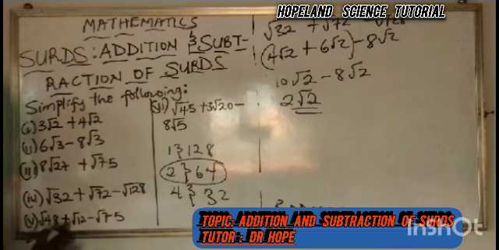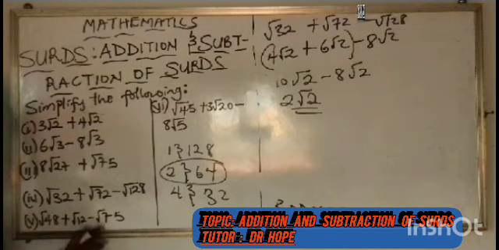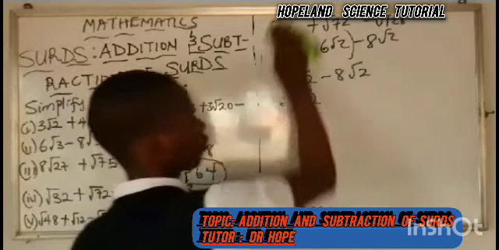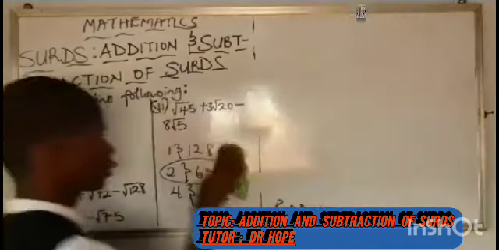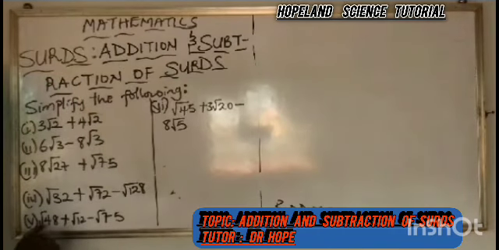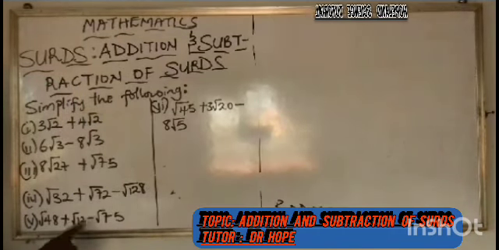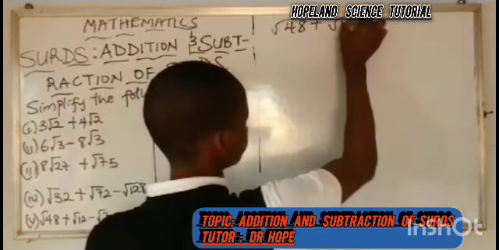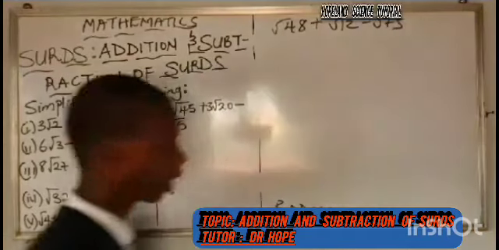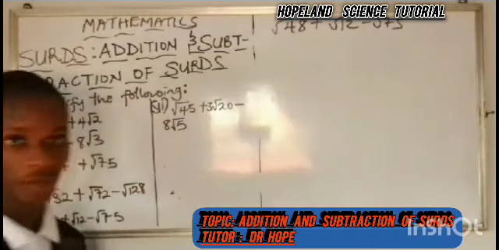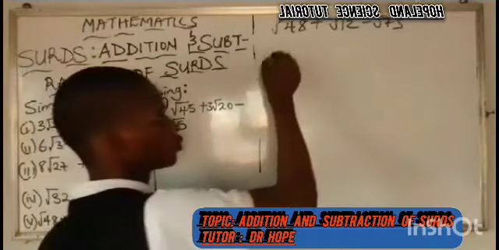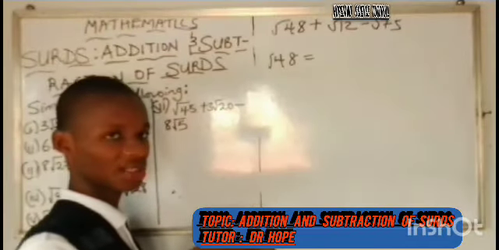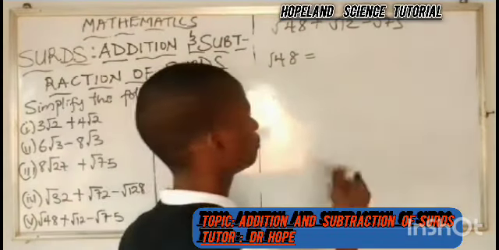Root 48 plus root 12 minus root 75. It is very simple. So I want to clean this part of the board now. Now, root 48 plus root 12 minus root 75. So remember, our first step is to make each of them a basic surd, right? So root 48, what pair of factors contains at least one perfect square? I think okay, let's do it together.